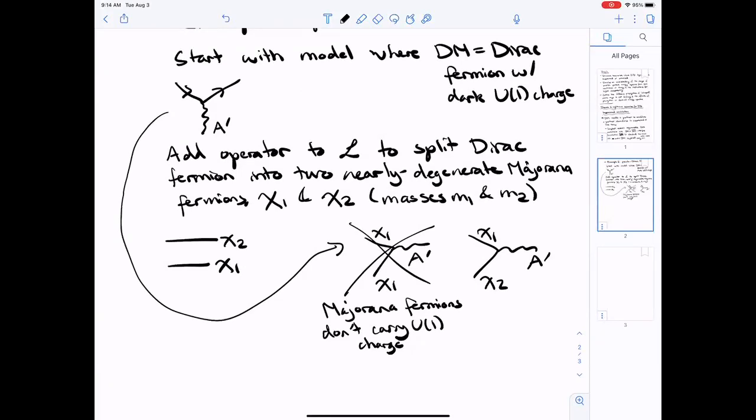Maybe I missed it, but why are we saying they're nearly degenerate? You don't have to make them nearly degenerate for what I've said so far. When people say pseudo-Dirac, they usually mean the case where it's close to Dirac, and so they're pretty close in mass. Okay, but we call it inelastic when they're farther apart.